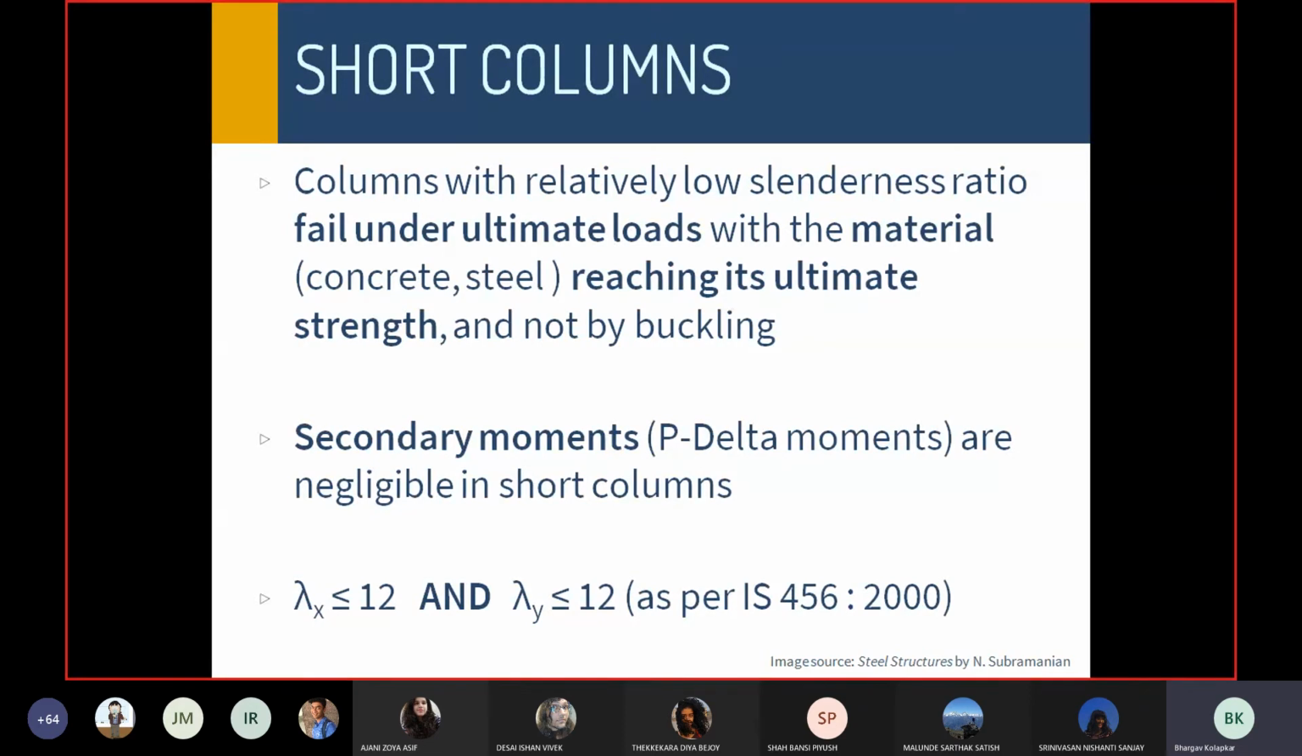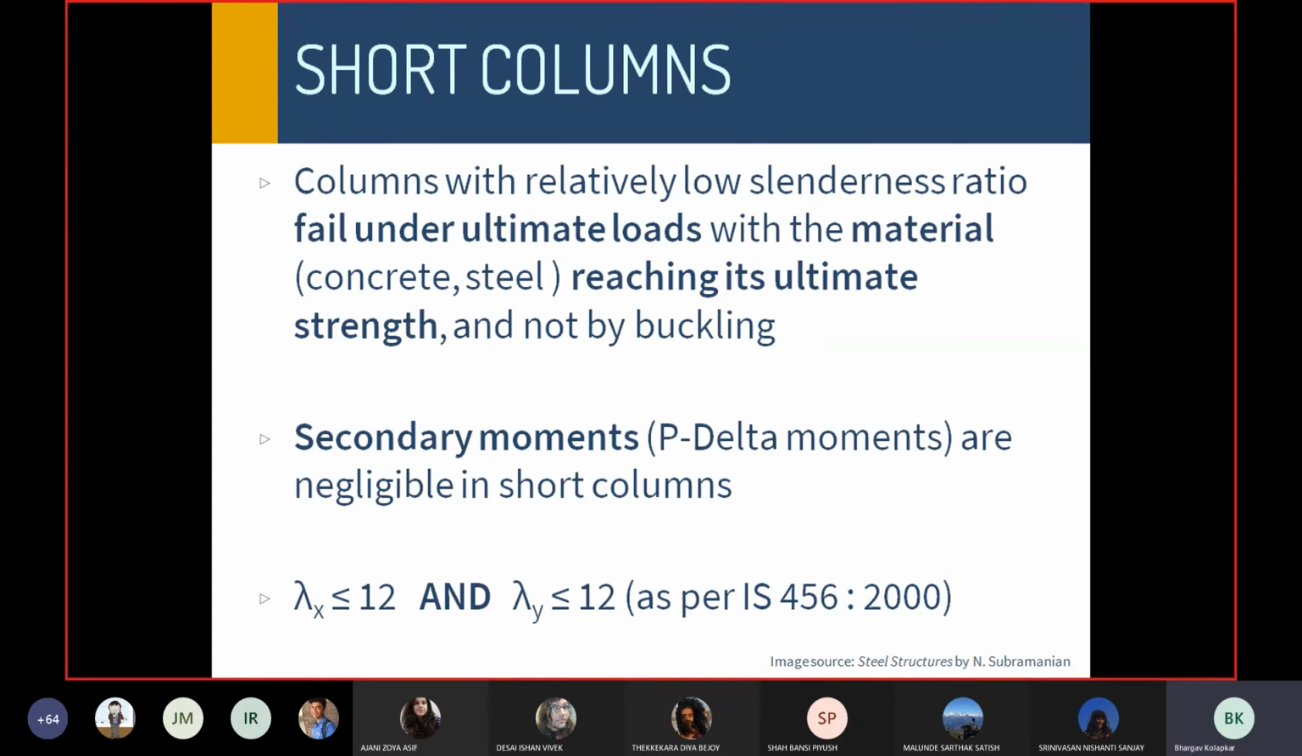Another thing that is involved here is that the secondary moments are negligible in short columns. Now, I actually don't want to get into what secondary moments or P-delta moments are, but I think it is important, when we are differentiating between short columns and long columns, to state that the secondary moments or P-delta moments are negligible in short columns. If you want, I could go on and explain what secondary moments are. But if we truly want to stick to what is important to us, I think we don't have reason enough to get into it. But this definitely adds to our answer as to what short columns are.